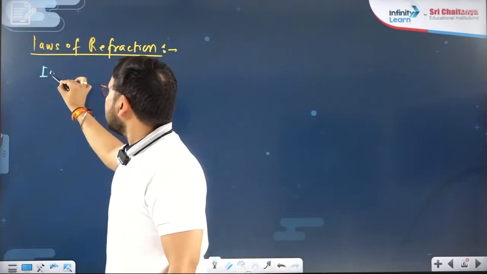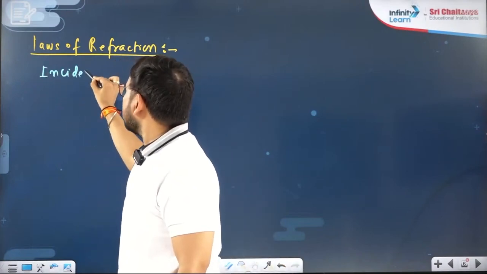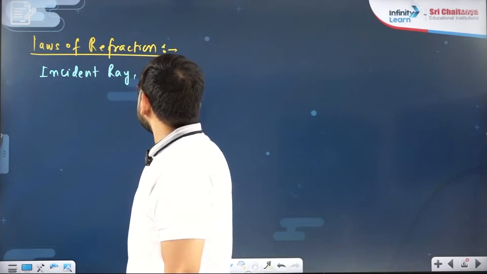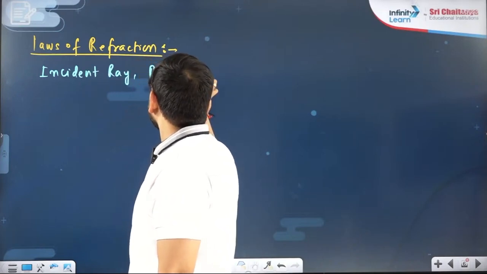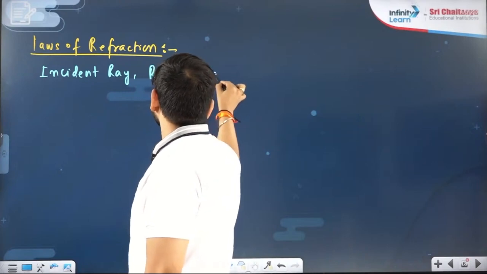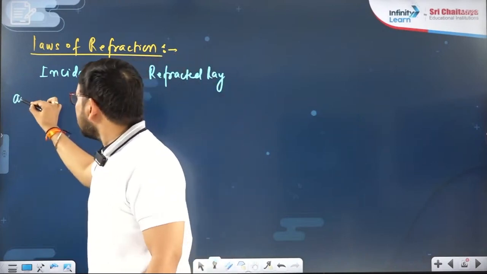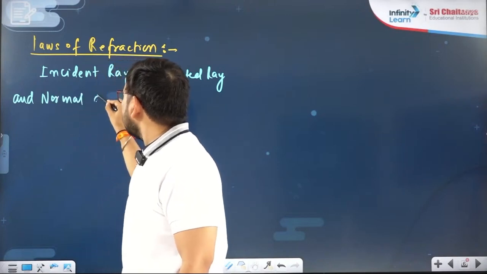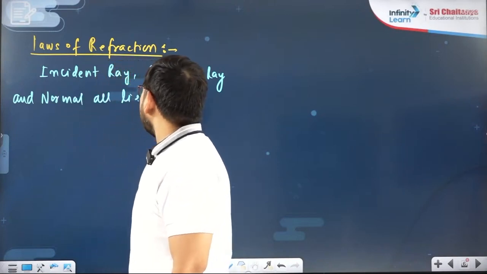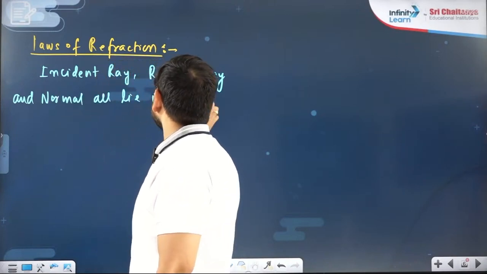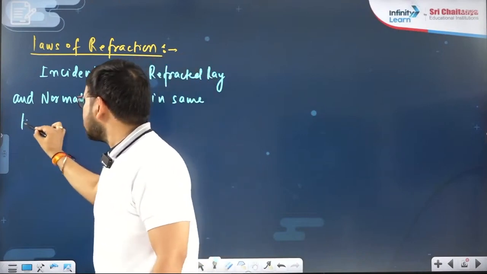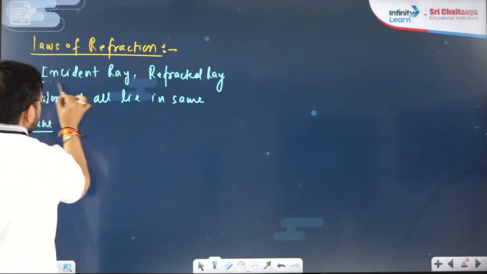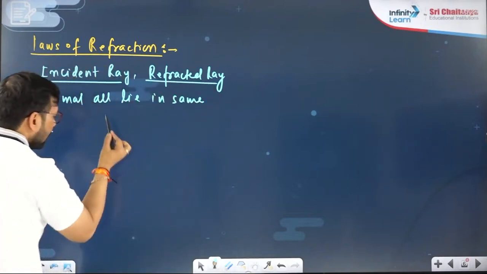What rays are there here? Incident ray, and then we have the refracted ray, and the third one is the normal. All lie in the same plane, right? So the incident ray and the refracted ray are all in the same plane.